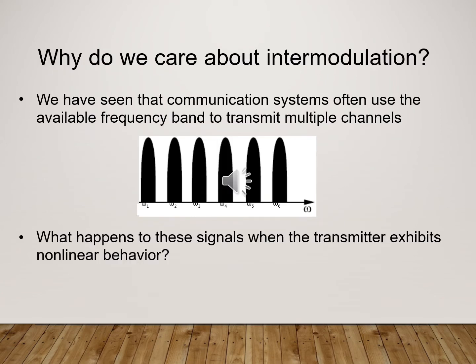Why do we care about intermodulation? We have seen that communication systems often use an available frequency band to transmit multiple channels for spectrum efficiency. Now, what happens to these signals when the transmitter exhibits nonlinear behavior? As we recall, a nonlinear system or distortion results in the system having intermodulation products and harmonics.